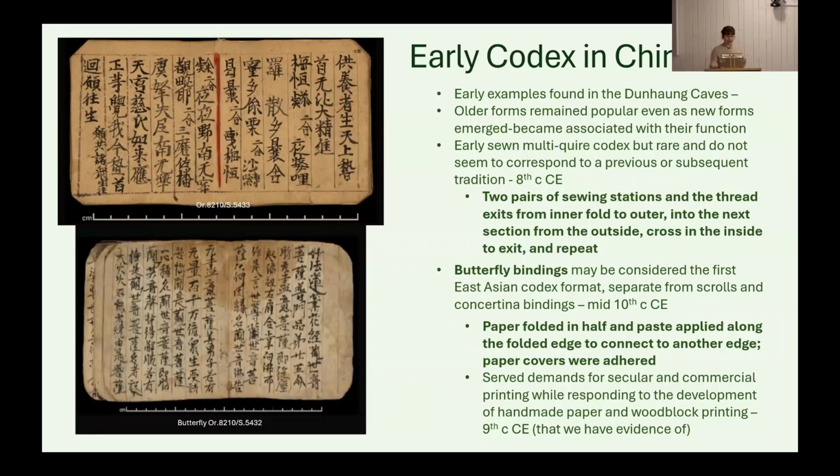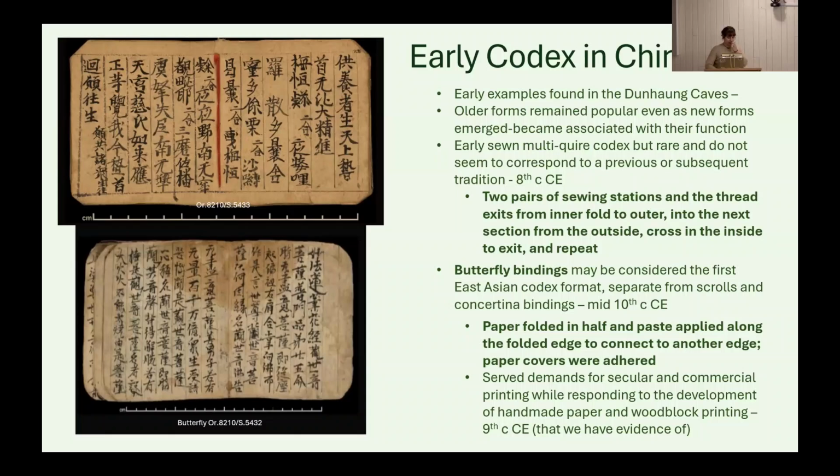It seems that the first multi-quire codex was from the 8th century, and that would be that top image, and it had thread running through. But it doesn't seem to have a predecessor in the Chinese tradition or a successor, so no one's really sure where it fits into the timeline. But it seems that the first codex that was regularly used in China was the butterfly binding. This is like our modern day adhesive binding, where the paper was folded in half and the folded edge became the spine, and it was glued to other spines to form the text block. So it's interesting. You're seeing a lot of elements of books we have currently being portrayed in the earlier periods.